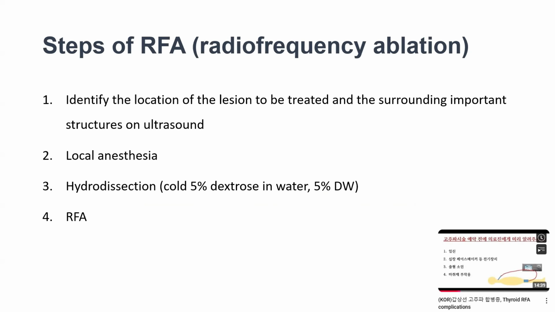Then, local anesthesia is performed. The radiofrequency ablation is a procedure that burns the lesion at high temperatures. So if there are any important structures around the target lesion, you should keep them away from the lesion you want to burn. The method of separating the lesion from the surrounding structure with cold water is called hydrodissection. After that, place the radiofrequency ablation tip on the lesion and burn the lesion.